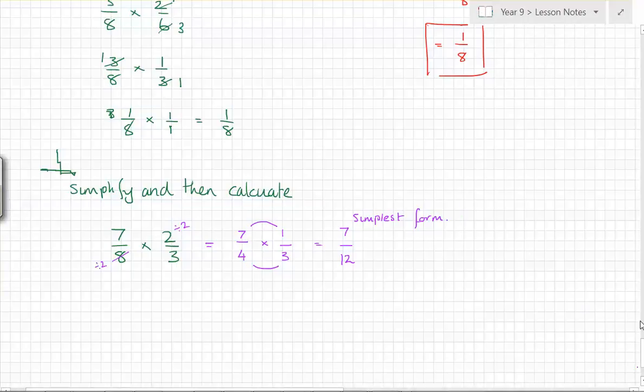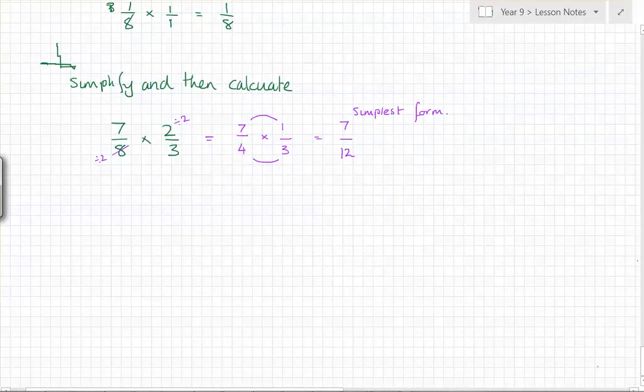One more, just quickly. Okay, let's have a look at 5 over 6 times 3 over 20. 5 can go into 20. Yeah, good. So 5 can go into 20. And 6 can go into 3.